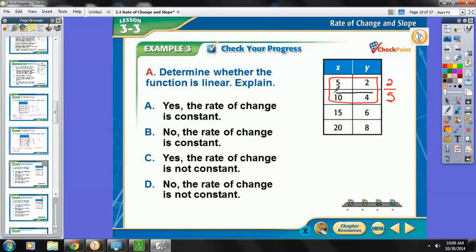Look at your second ordered pairs. 6 minus 4, 15 minus 10, 5. 2/5. It looks to be the same. Let's go to the third ordered pair. 8 minus 6, 2, and 20 minus 15, 5. It's the same rate all the way through, so what does that tell me? Yes, it is linear. The rate of change is constant. It would be letter A.